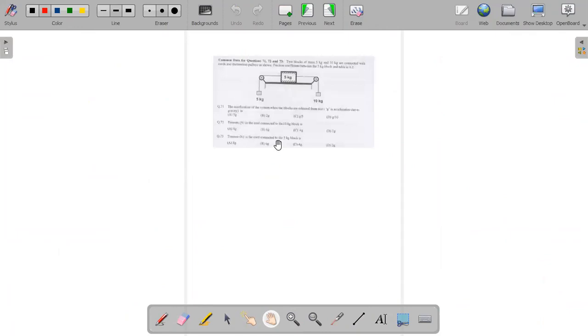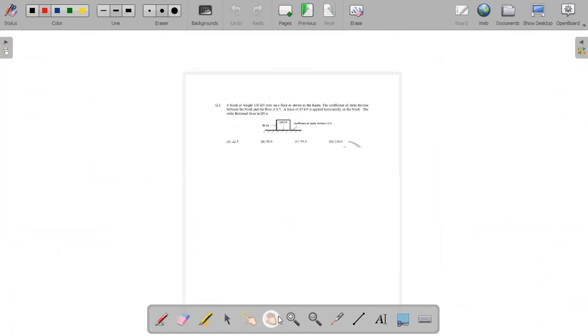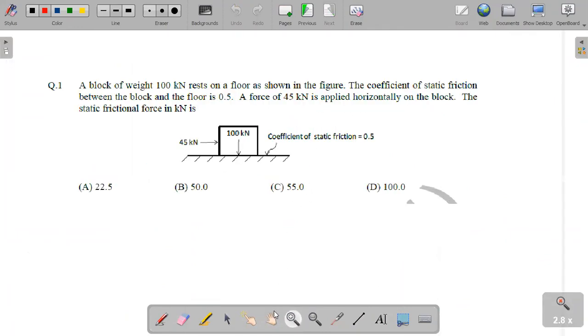फ्रिक्शन क्वेश्चंस करना है. This is also a good question.